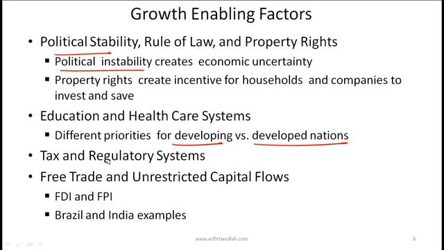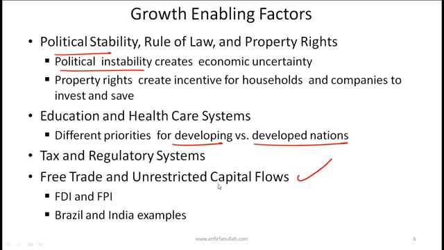Tax and regulatory systems. Here the point is that countries where the tax and regulatory system is such that entrepreneurship is encouraged, that's good for growth. If the tax and regulatory system is such that it limits entrepreneurship, then that is a negative. And finally, free trade and unrestricted capital flows. If this is happening, that's good.